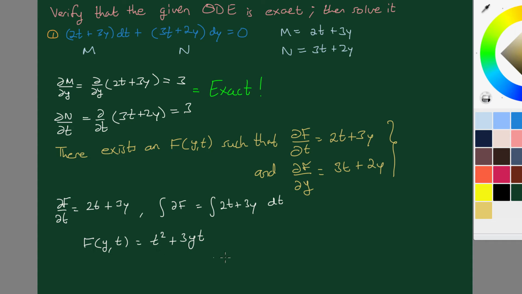Now when you integrate, you always have a constant of integration, right? In this case, because we were integrating with respect to t, our constant of integration has to be a function of y. So plus g, some function g of y. If we can solve for g of y, then our solution will be complete. So our next step is to solve for g of y.